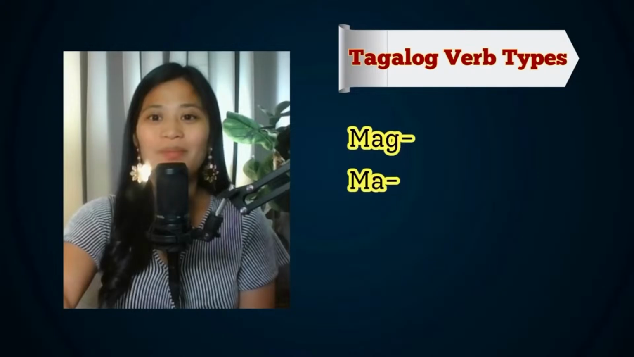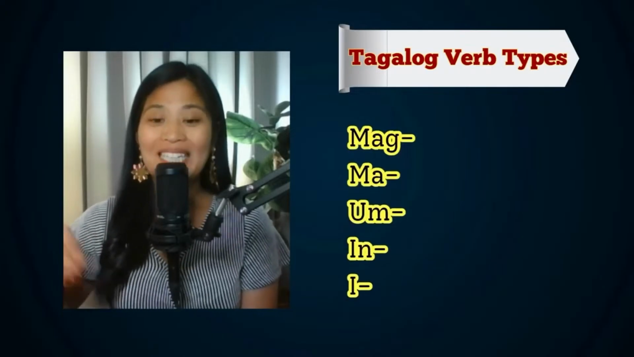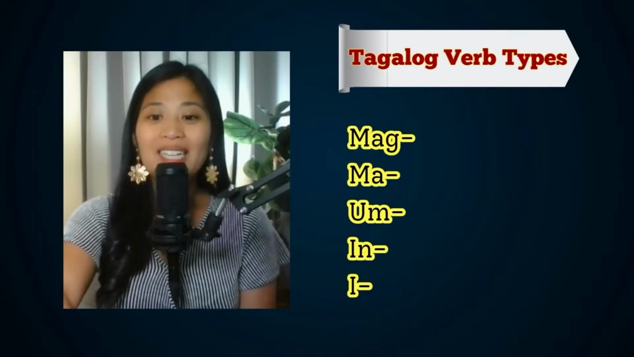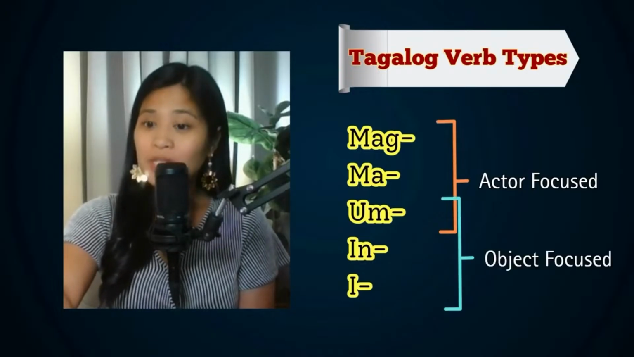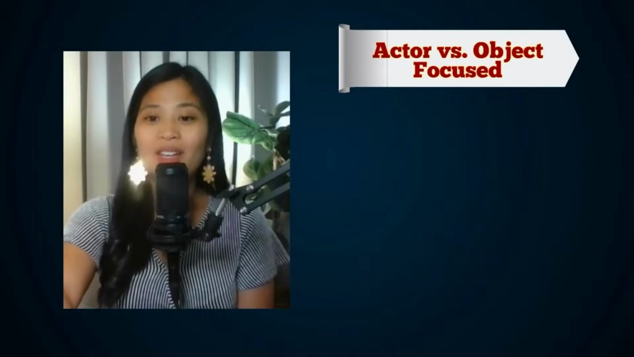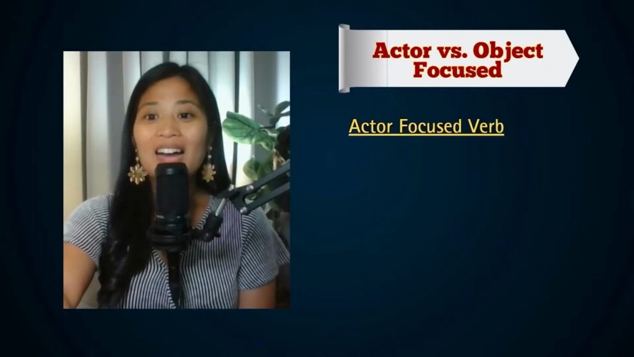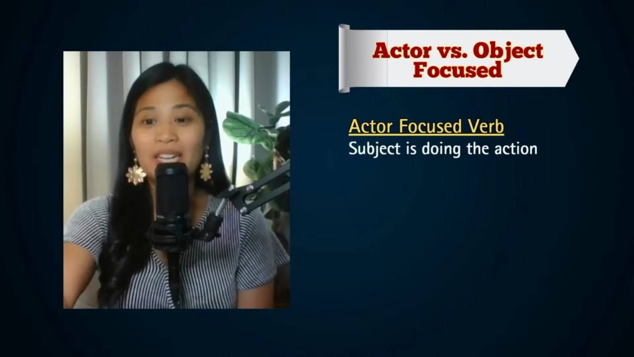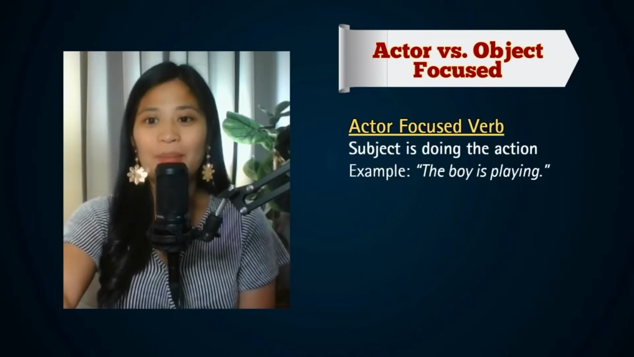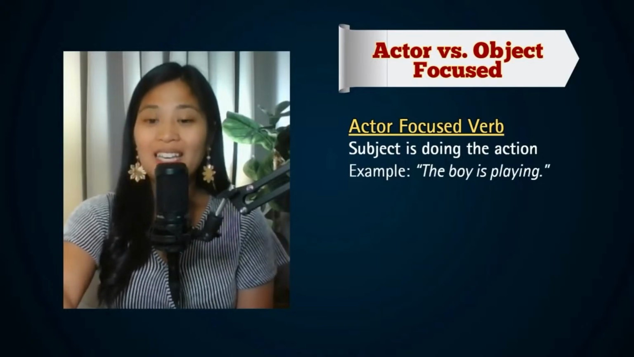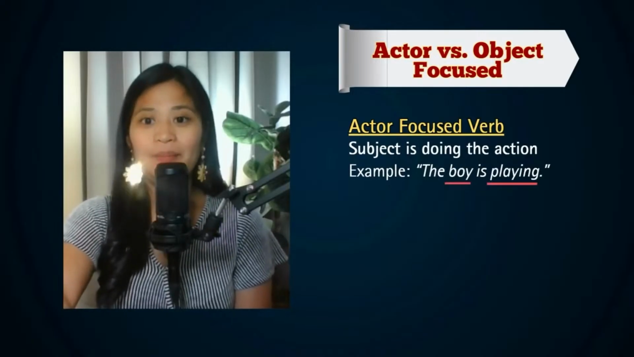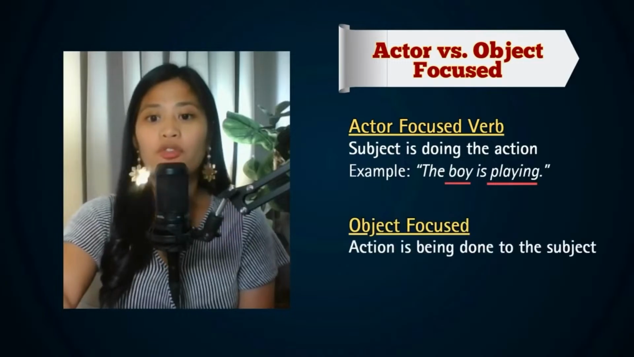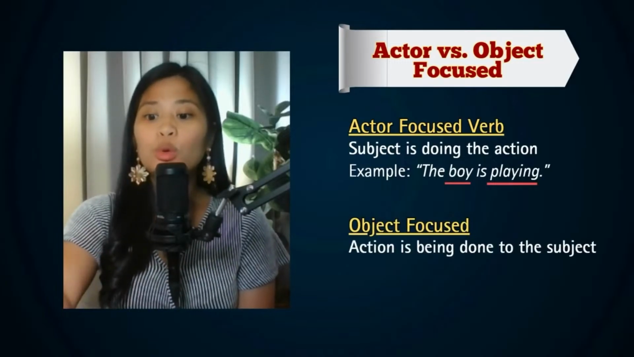Alrighty, so in Tagalog, there are 5 main types of verbs. Mag, ma, in, and e verbs. Now, what makes them different is that some verbs are actor-focused and some are object-focused and some are both. So what does that mean? An actor-focused verb means that the subject is doing the action. For example, the boy is playing. Here, the subject is the boy and he is doing the action. He is playing.